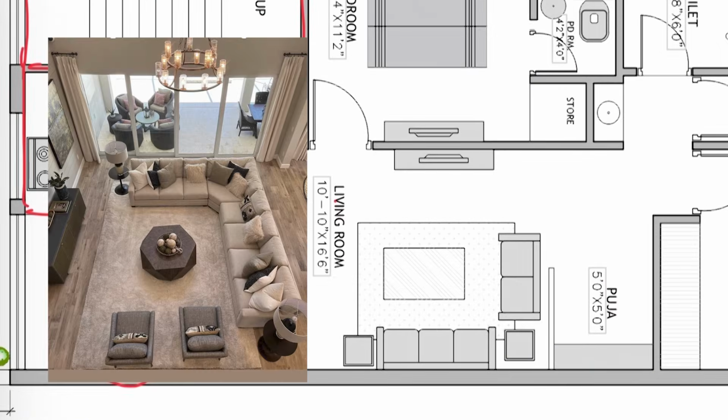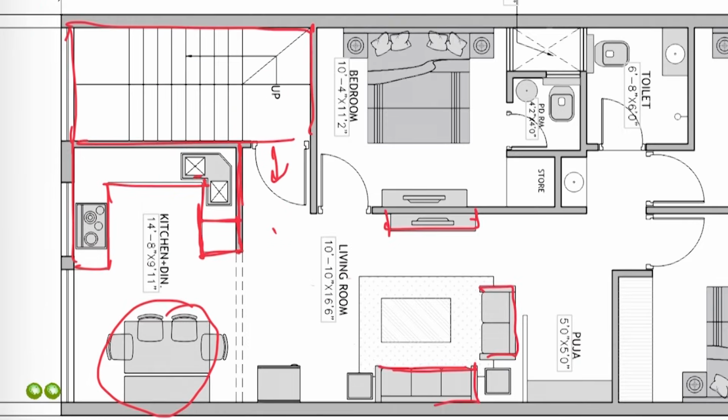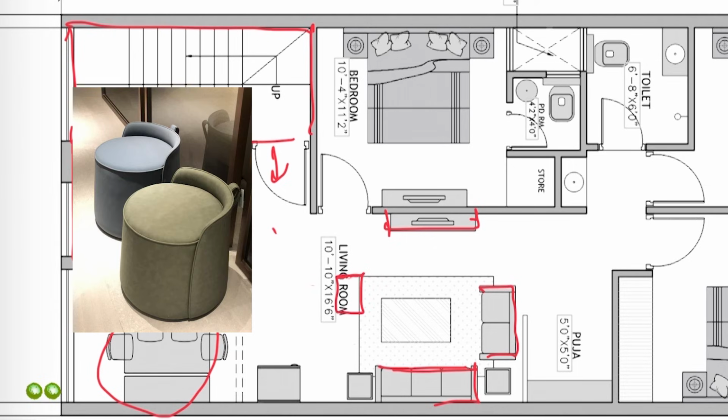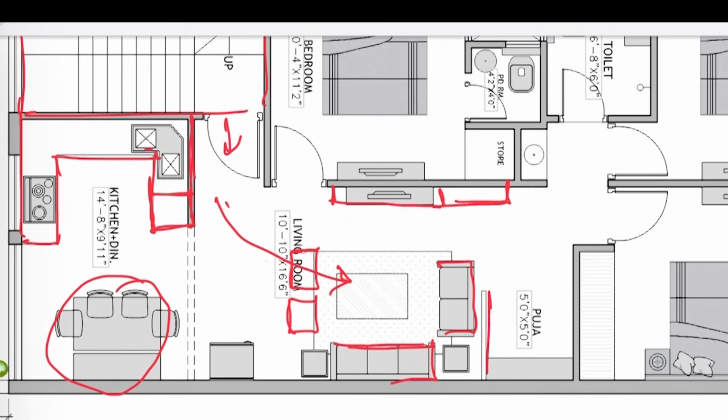For the drawing room, I'm keeping my sofa like this so that I can have an inviting area once you enter. I can keep a daybed or pouf over here, but my intention is to keep low height so that there is no blockage once you enter. This is my TV unit area. I can have storage over here like this. Now this is my puja.